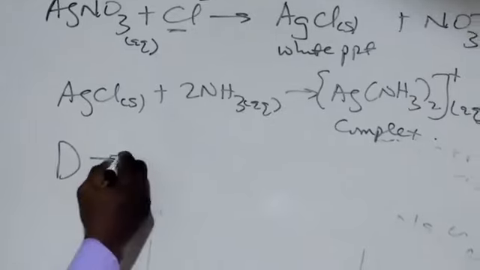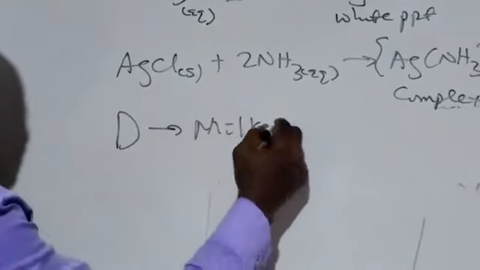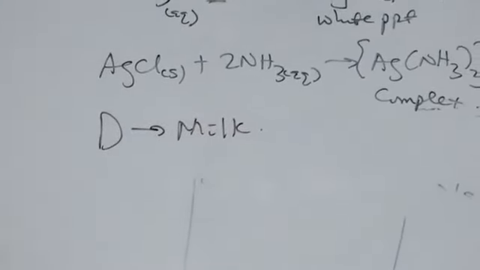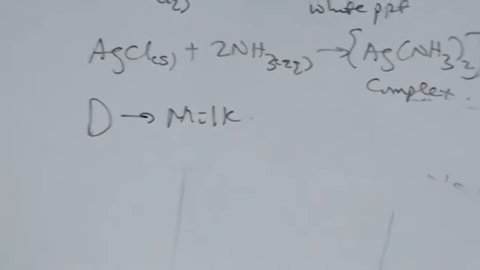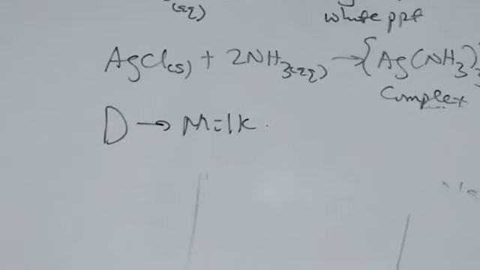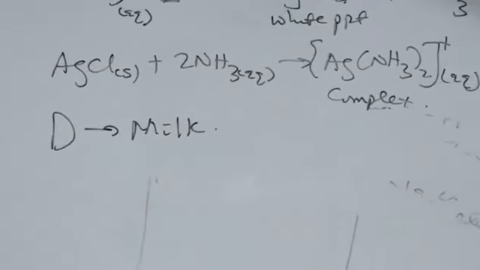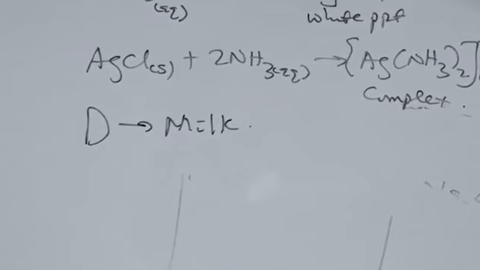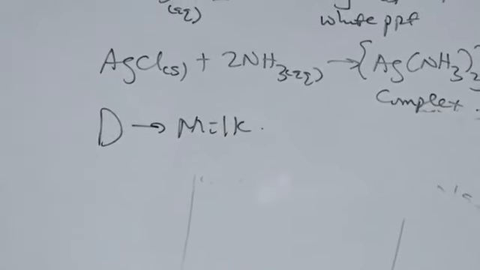Then going to question BI, D is milk. So for that one, you will carry out the test using copper sulfate and sodium hydroxide, the biuret test. You can also do the test using Millon's reagent.